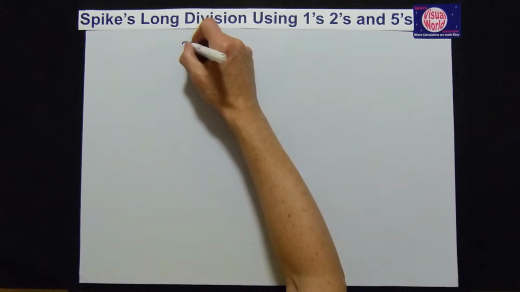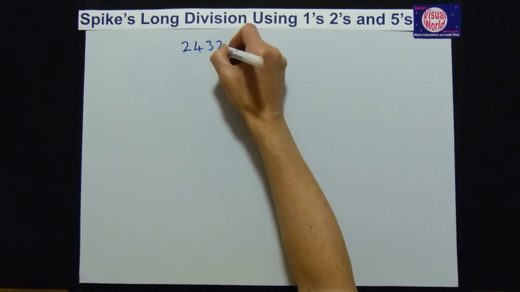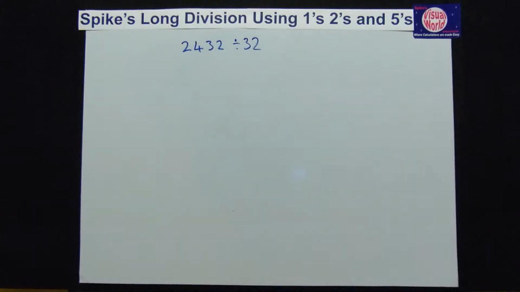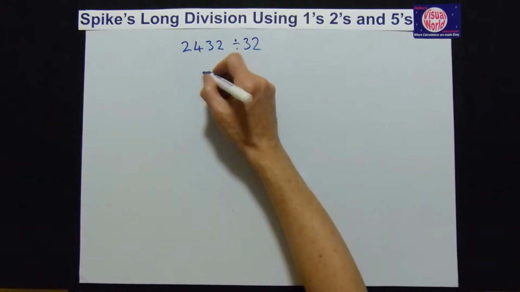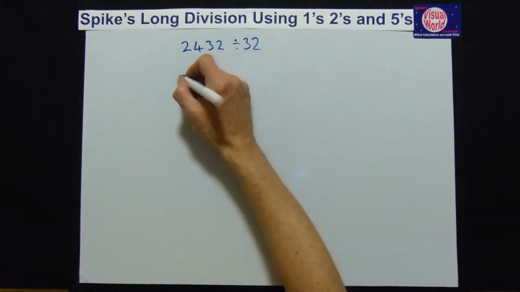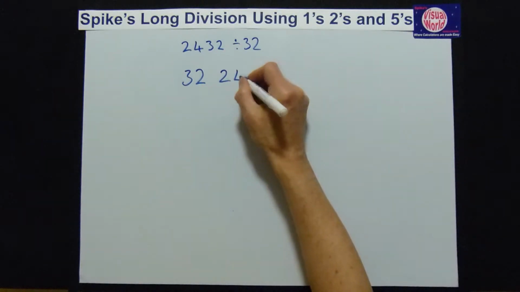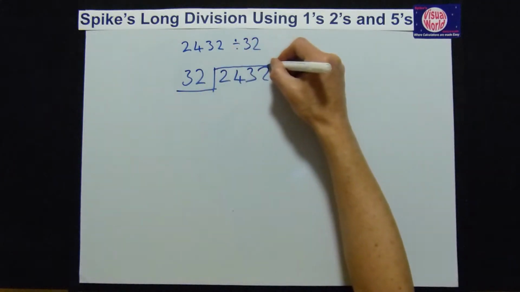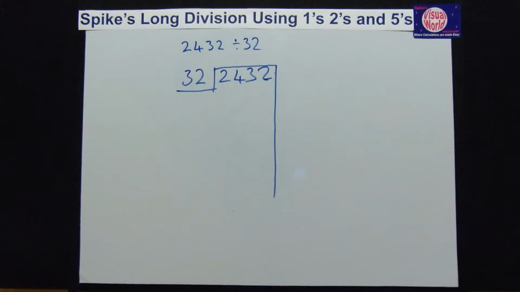The first one we're going to do is 2432 divided by 32. Now, some of you will have seen something similar to this, but most of you will have never seen the division sum written out like this. So if you write it out just as you would before, but you need an addition because you need a line going down the side here.